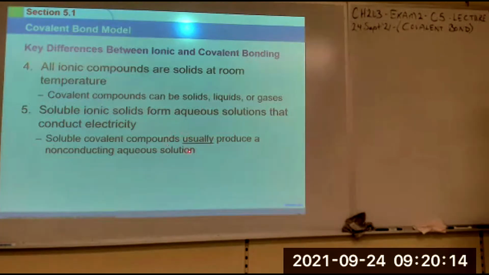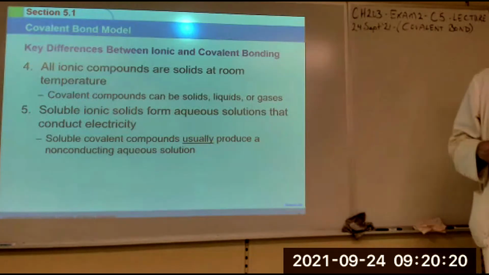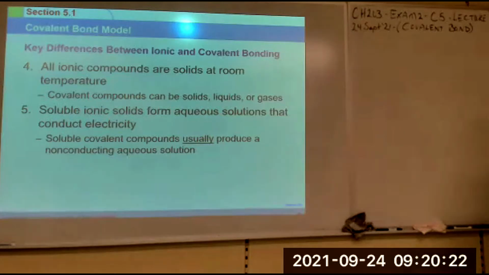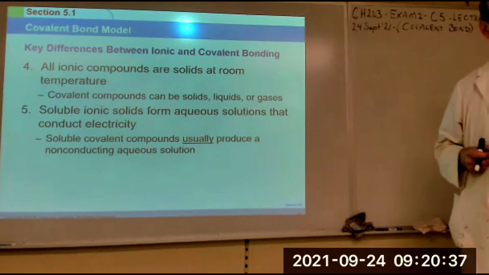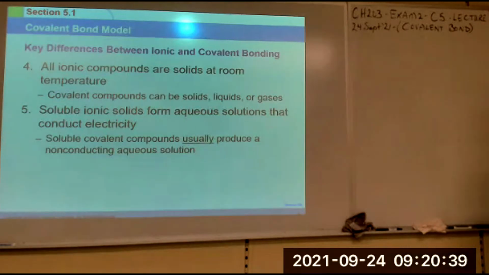That's why this word usually is stuck in there. Covalent compounds that are soluble usually produce non-conducting aqueous solutions. Example, sugar. You can dissolve lots of sugar, table sugar, in water. In fact, you can put so much sugar in water, eventually you'll get more sugar than water in that solution. It's so soluble. But it'll never conduct electricity because it doesn't form ions.